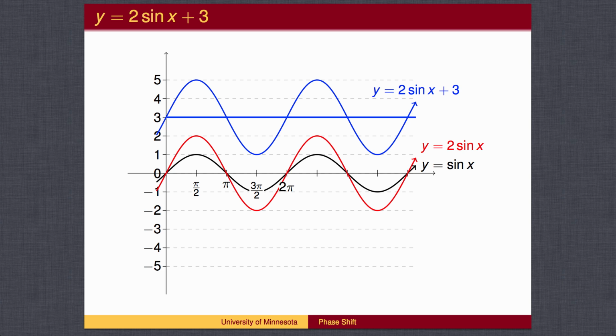The key points on the final graph have the standard x values of 0, pi over 2, pi, 3 pi over 2, and 2 pi, and y values 3, 5, 3, 1, and 3 respectively.